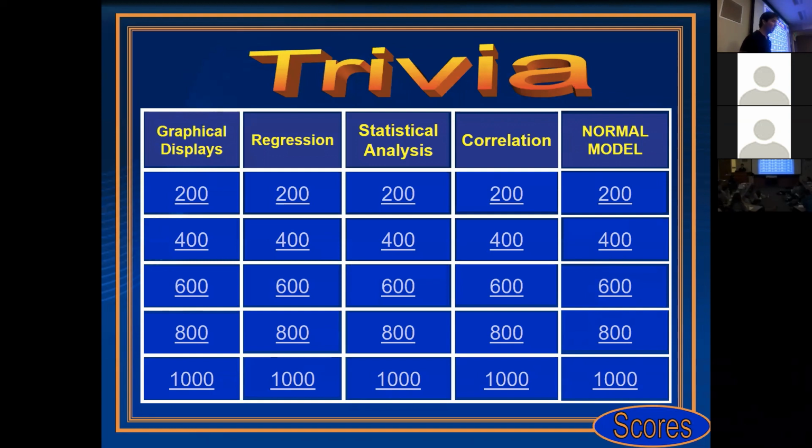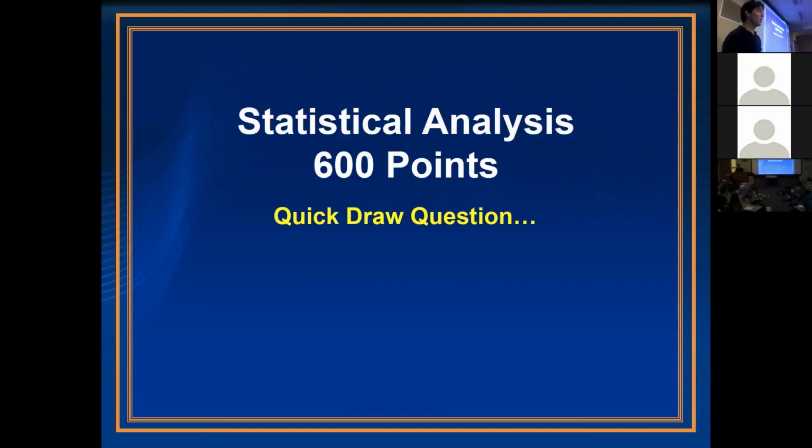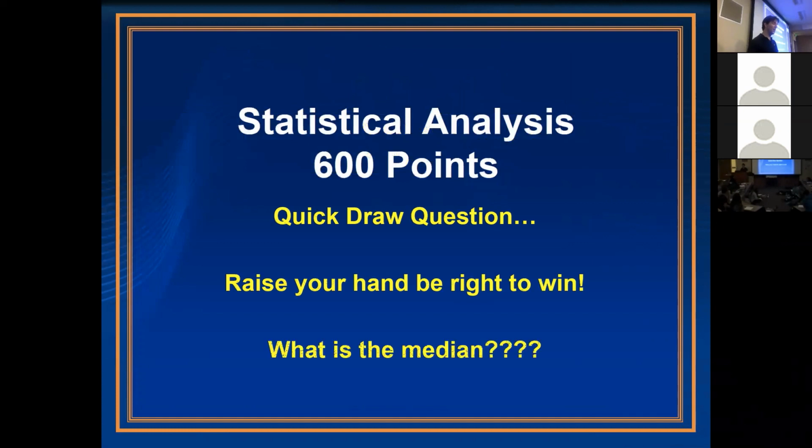Statistical analysis for what? And then they got one online too. For how many points? 600. Divide these points by 10. I'll give that if you get it right. Quick draw question. Raise your hand to win.